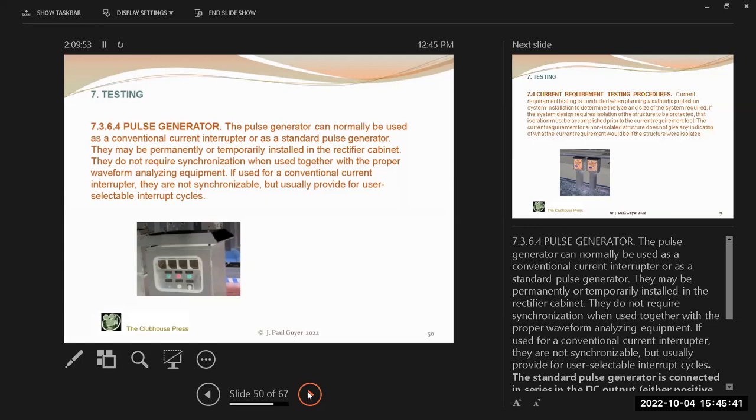The standard pulse generator is connected in series in the DC output, either positive or negative of the rectifiers, and produces a precisely timed zero current pulse that does not drift. AC supply voltage is used to power the pulse generator. Selectable input AC power units must be set for the correct AC supply voltage being used. Ensure the pulse generator is set to the proper voltage before applying AC power, or the pulse generator will be damaged.